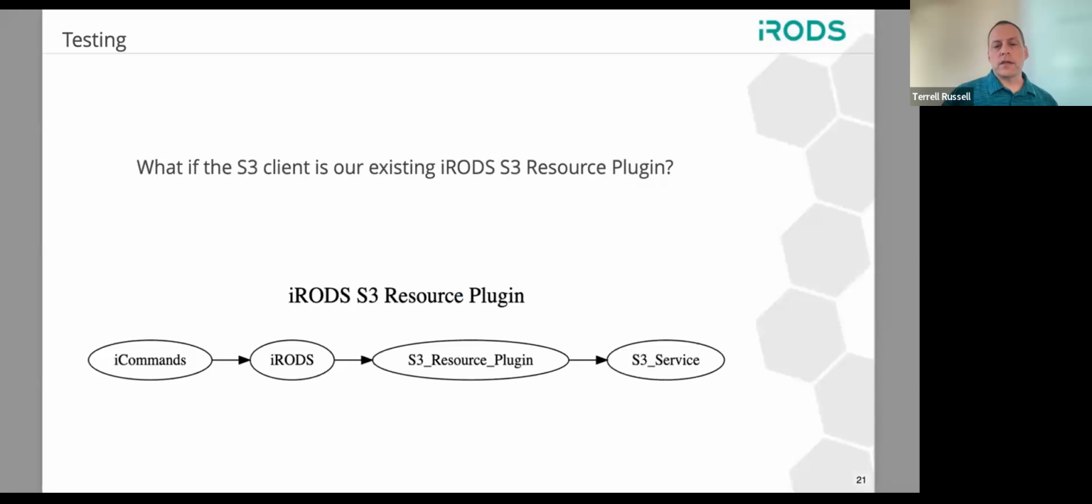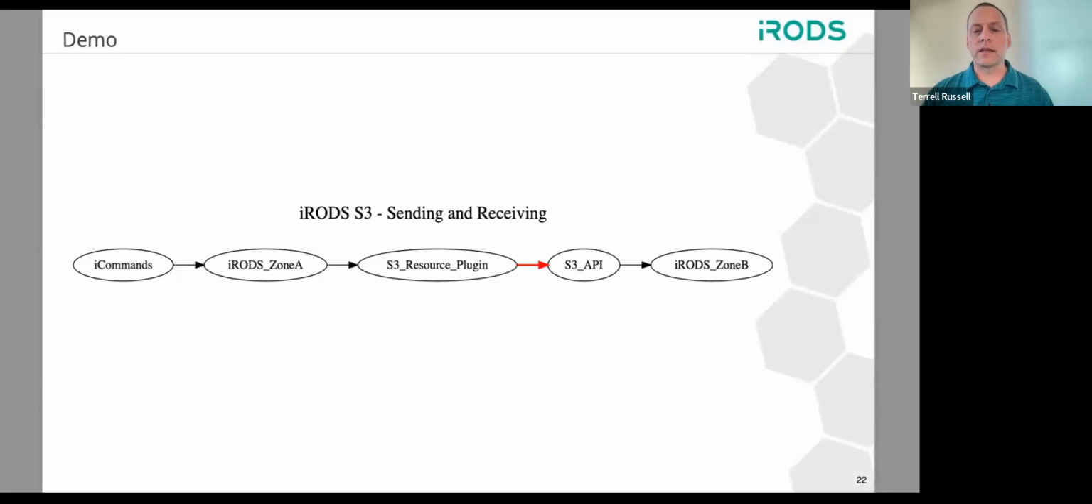So the rest of this is going to be a demo of something that's even weirder, right? What if the S3 client is not Boto or AWS or MinIO? What if the S3 client is our own iRODS S3 resource plugin? We are also an S3 client when we talk to Amazon and put files into S3 on the storage side of things. So we're going to connect the S3 resource plugin behind iRODS into another iRODS that's sitting behind an S3 API. This is the new piece of software, and we're going to test it by pretending that we are something like AWS CLI or MinIO or Boto.